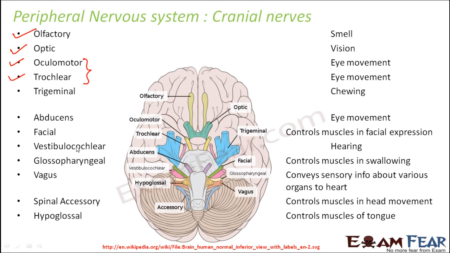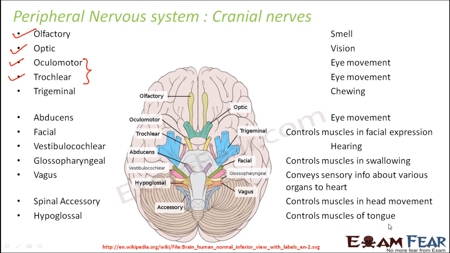Vestibulocochlear nerves are for hearing, glossopharyngeal for swallowing, and vagus conveys sensory information about various organs to the heart. So that is how it is connected from the brain to the heart. Spinal accessory controls the muscles involved in head movement, and hypoglossal controls the muscles of the tongue.